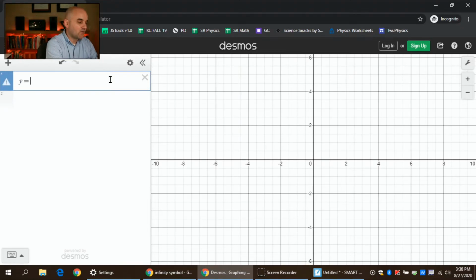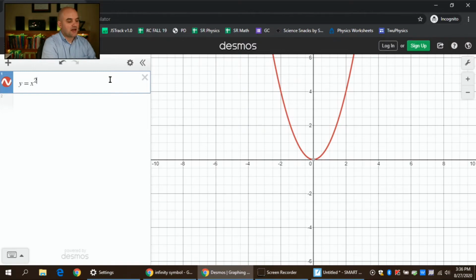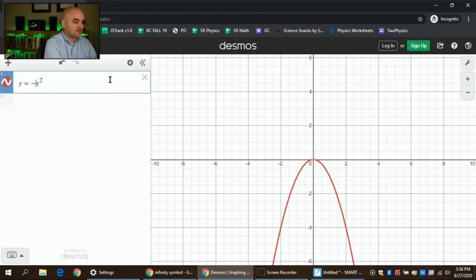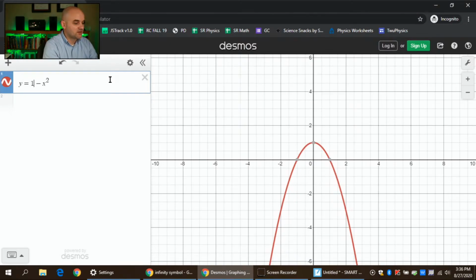So if we just had y equals x squared, that's what it looks like. And if we put a negative in front of it, it flips it. And if we put plus 1 out in the front or on the end, it's going to shift it up 1. So this is what our graph looks like.